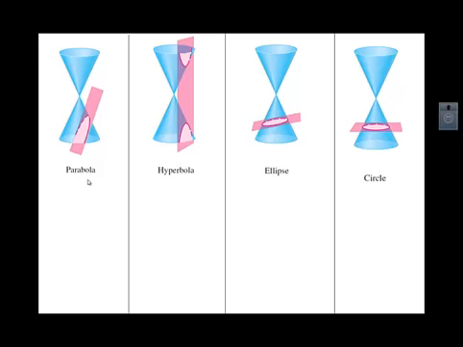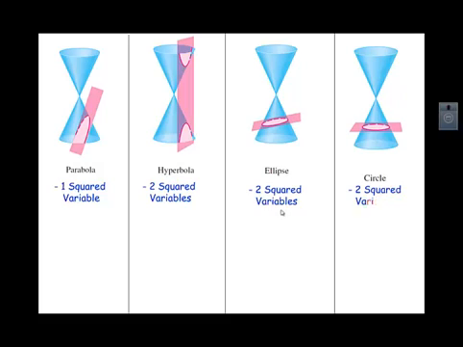Okay, so a parabola, how can we tell a parabola apart from all these other equations? Well, a parabola is going to have one squared variable, and that's it. What do we know about a hyperbola? Well, a hyperbola is going to have two squared variables, but so is an ellipse and a circle. So how do we tell the difference between a hyperbola versus an ellipse and a circle? Well, those two squared variables are going to have opposite signs when they're on the same side of the equation.